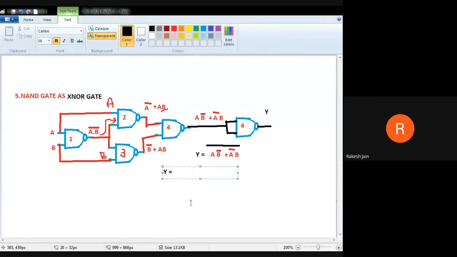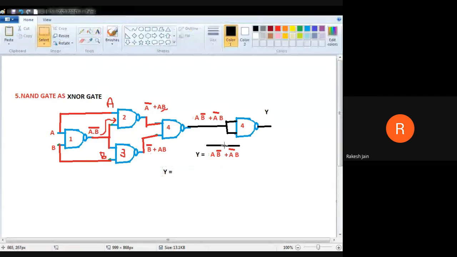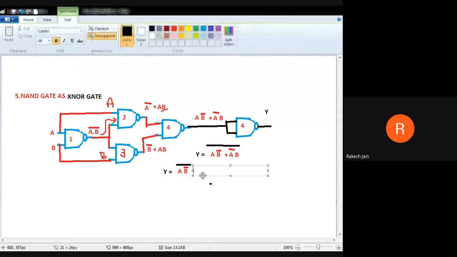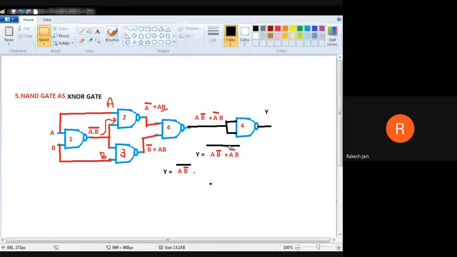So the first thing is AB bar, having a bar. Then plus, so plus will be converted into a dot by the De Morgan theorem. Second thing is A bar B, having a bar.